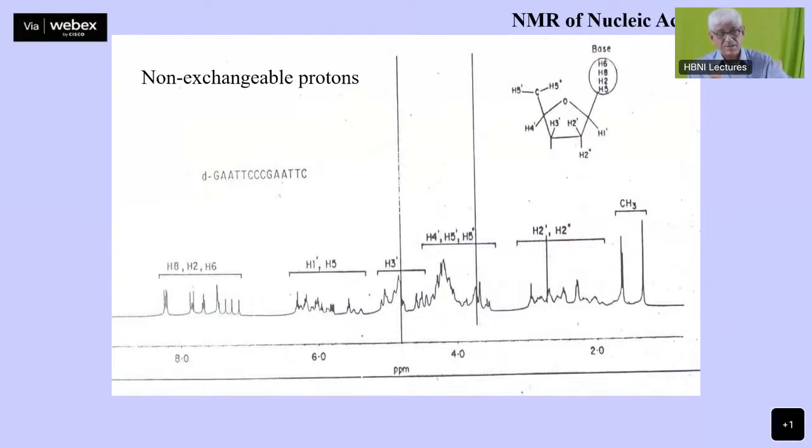This is the typical proton NMR spectrum of non-exchangeable protons. This is the sequence which is taken here. How many residues are here? So this is 6, 8, 6, 14 nucleotide units.